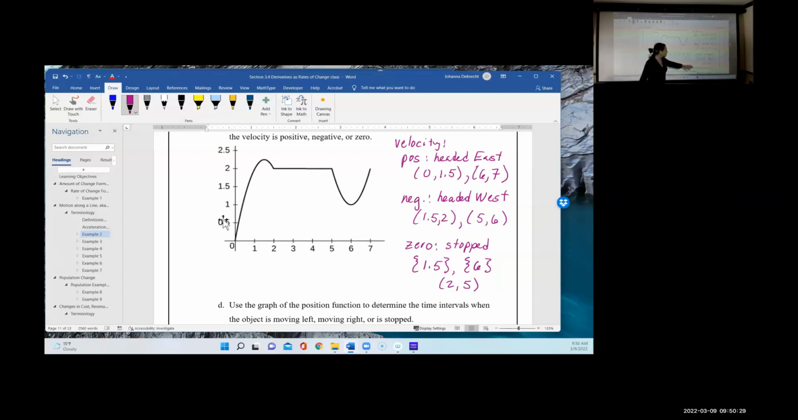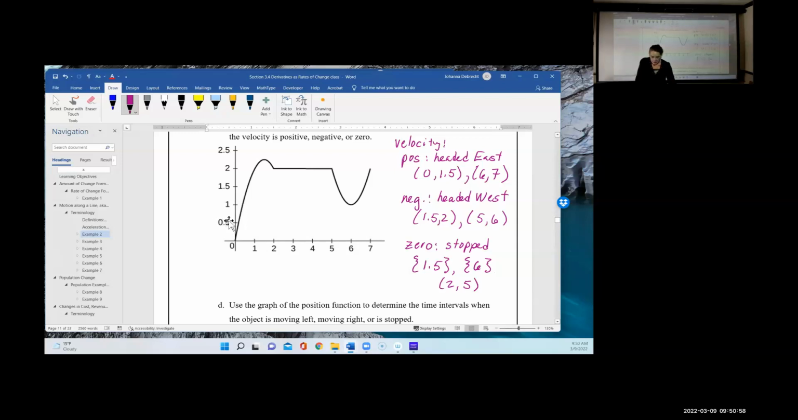It stopped at 1.5 and between 2 and 5. It's headed west, which is to the left, between 1.5 and 2 and between 5 and 6. And it's headed to the right or east between 0 and 1.5, and again between 6 and 7. So we've already answered that question when we did the previous question, right?